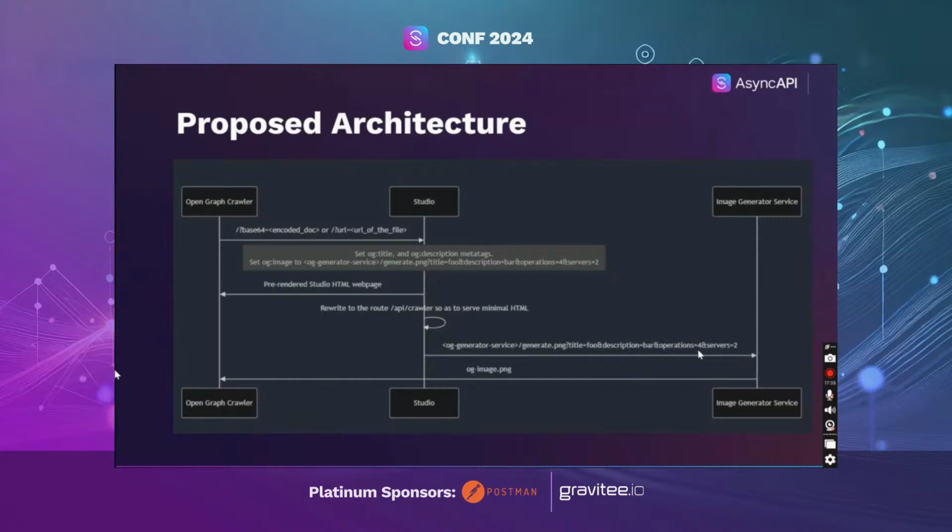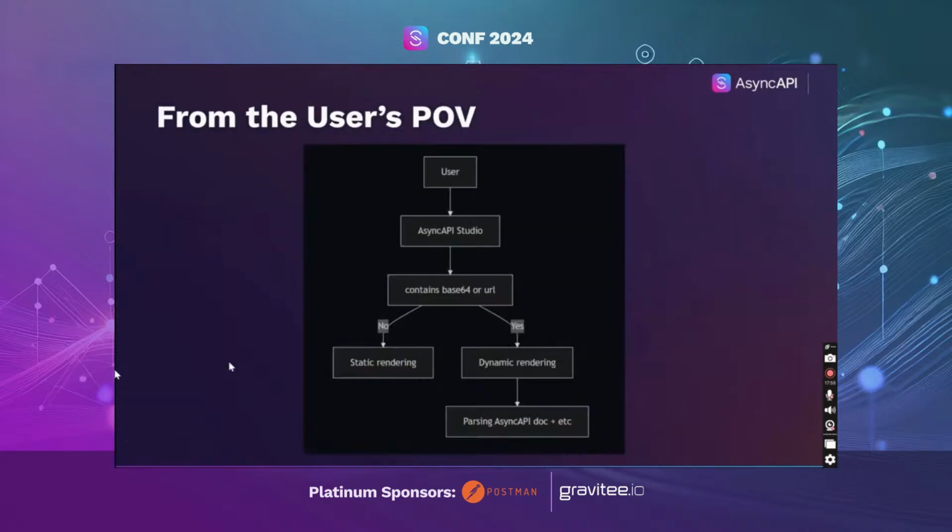So the image generator service's task becomes really minimal. It is to have an Open Graph base image and just paste all this content that we passed in the query parameter on top of that image, and then send it back to the Open Graph crawler. So once that is done, it sends that image back to the Open Graph crawler as well. I hope it makes some sense, right?